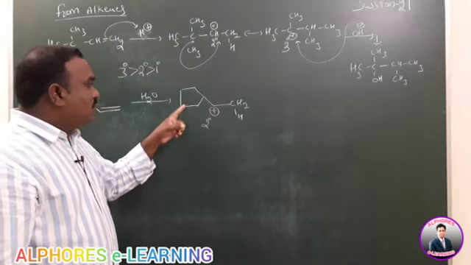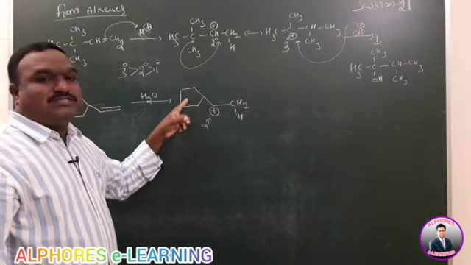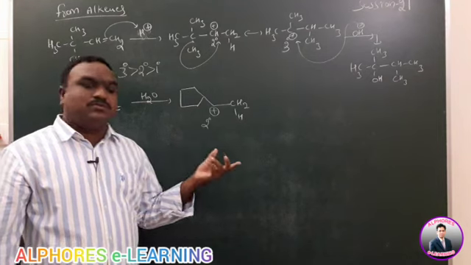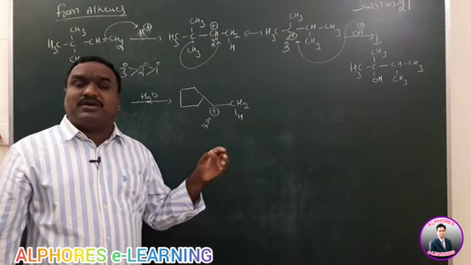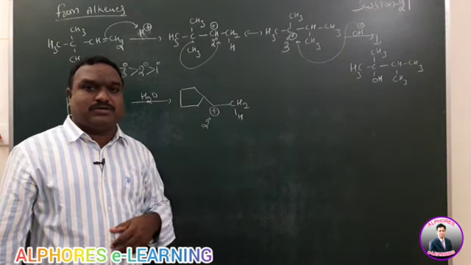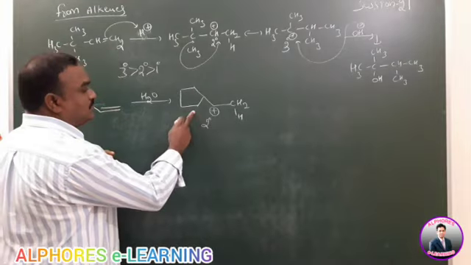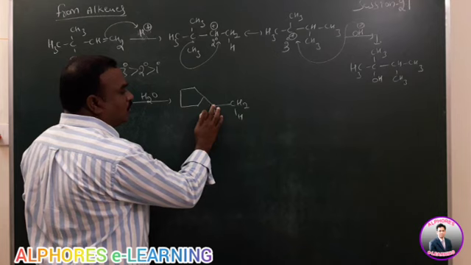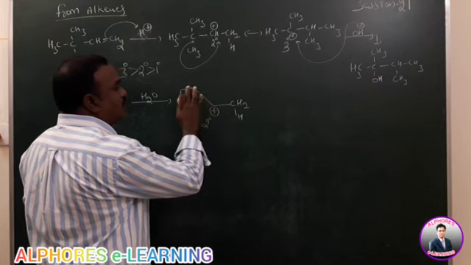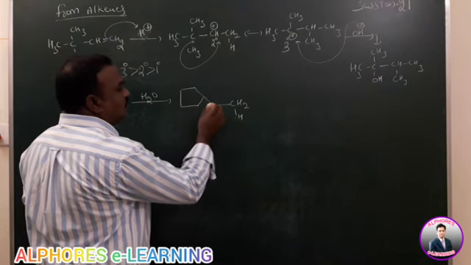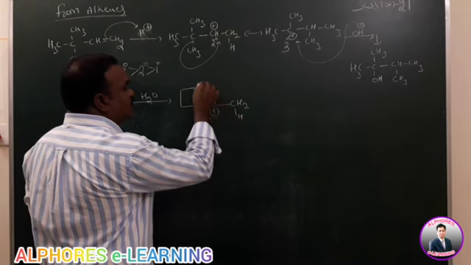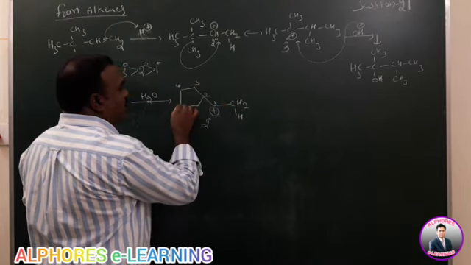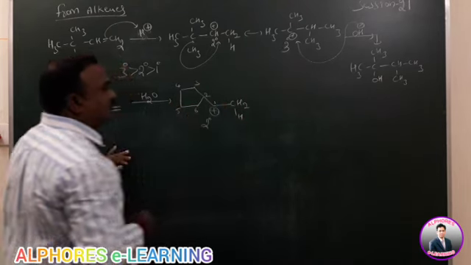Here, if the ring is 6-membered, there is no need to expand it. Based on the mechanism, we can write that final product. Here ring expansion is possible. So, if you give the numbering, here 1, 2, 3, 4, 5, 6.